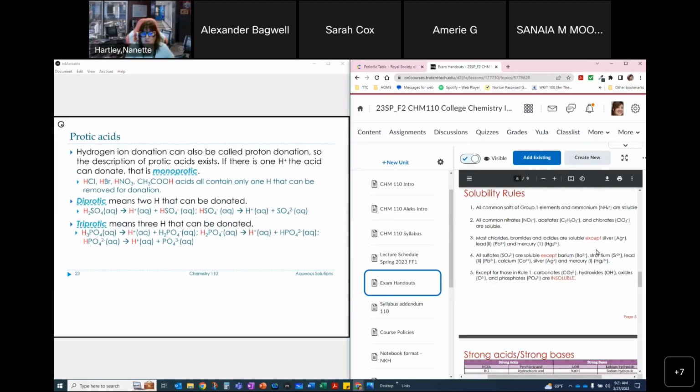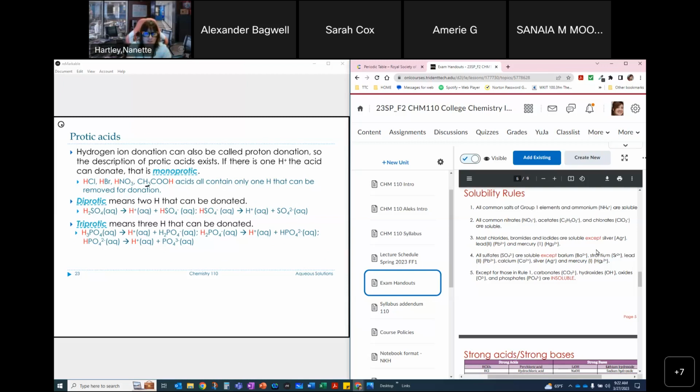When we talk about definitions for protic acids, hydrogen ion donation can also be called proton donation. So H plus is a proton. It's a description of protic acids, and that's where we get this protic acid business from. If there's one H plus the acid can donate, then it's monoprotic, one proton. HCl, HBr, HNO3, and CH3COOH acids all contain only one H that can be removed for donation. So even though there are other protons here, those cannot be donated. There are reasons for that, reasons we're really not going to talk about. But we know that there's only one that we can give.